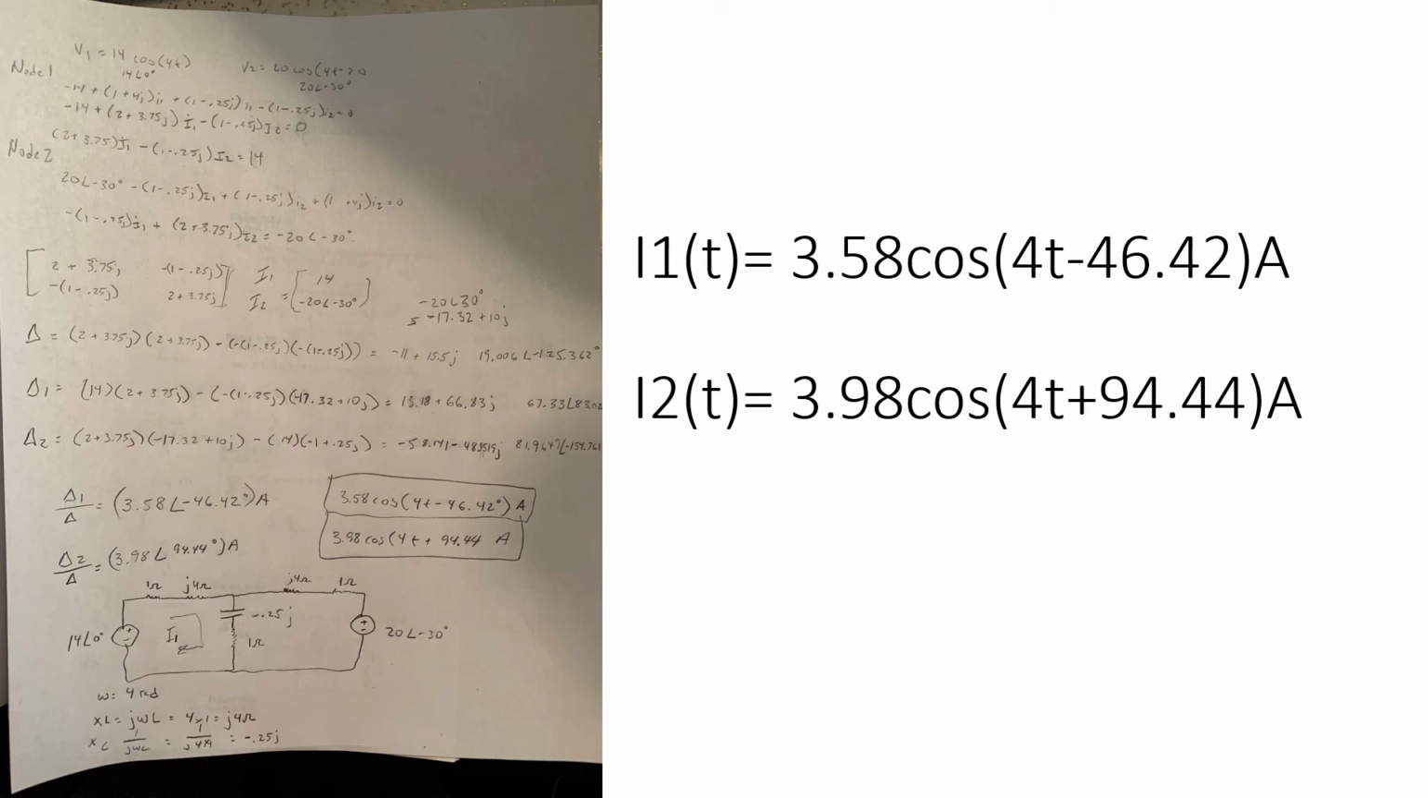And we're going to simply put the magnitude in front of the cosine, and then the angle is going to go where the angle is in the formula. So that gives us 3.58 cosine of 4t minus 46.42 degrees amperes, and then 3.98 cosine of 4t plus 94.44 degrees amperes. And those are our final numbers.